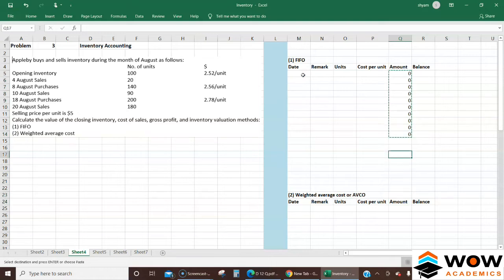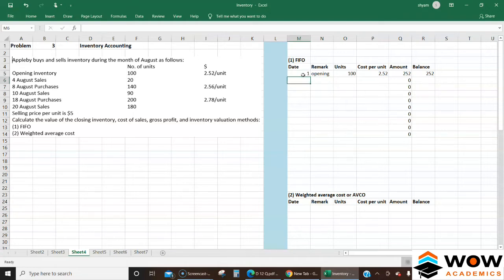So we'll start. We'll take all the days as August, so we don't need to put 4th August like that. We'll just put it as 4th. Remark is opening inventory. Opening inventory we have 100 units and the cost per unit is 2.52. So we got the total, and the same is the balance. So we have 252 worth of goods.